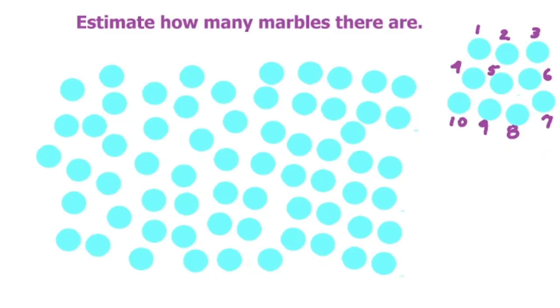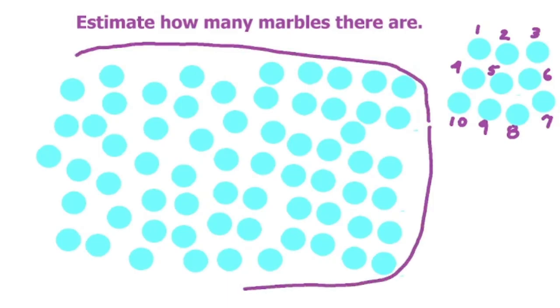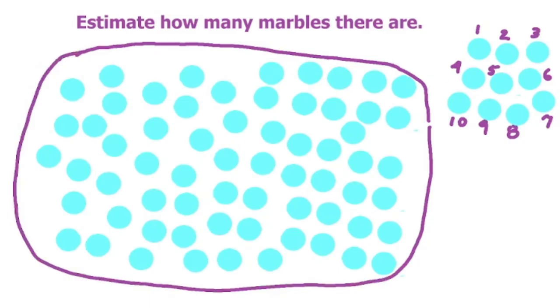So every time you do an estimate, you would take a look at a smaller amount to see how many would fit into this huge sample that we have. So you would try to figure out how many sets of the smaller one would fit in here. So this is the smaller one. And how many would fit in here of that one? So to me, it looks like about 6 of them would fit in here. So we would have 60 marbles.